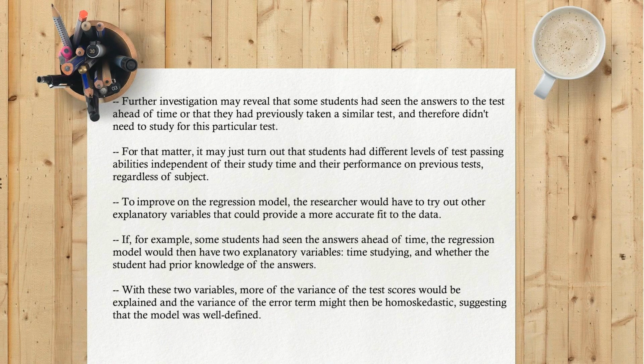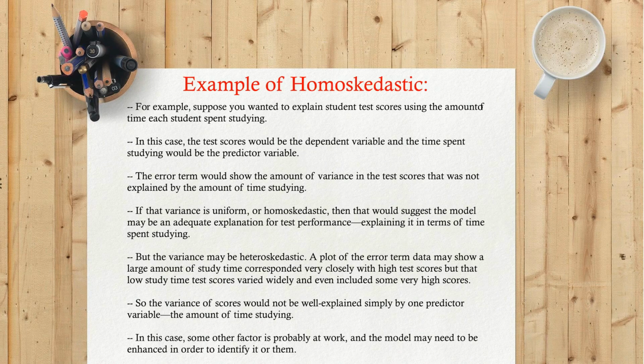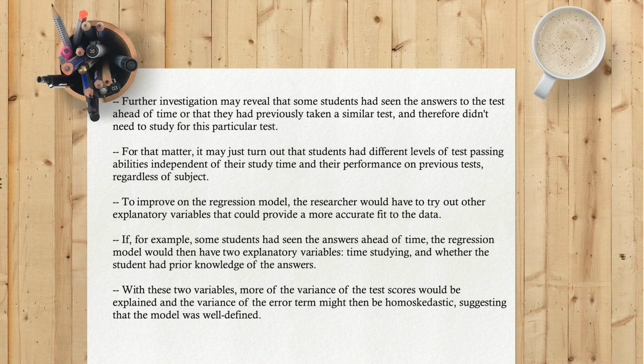If, for example, some students had seen the answers ahead of time, the regression model would then have two explanatory variables: time studying, and whether the student had prior knowledge of the answers. With these two variables, more of the variance of the test scores would be explained, and the variance of the error term might then be homoscedastic, suggesting that the model was well defined.